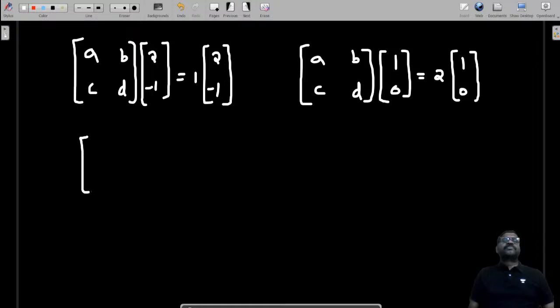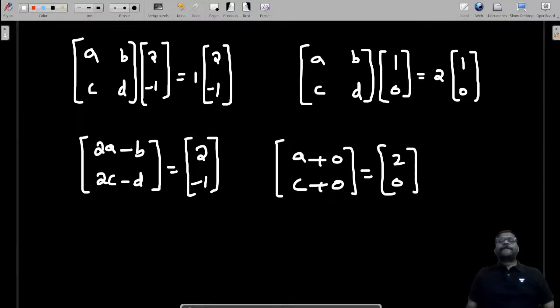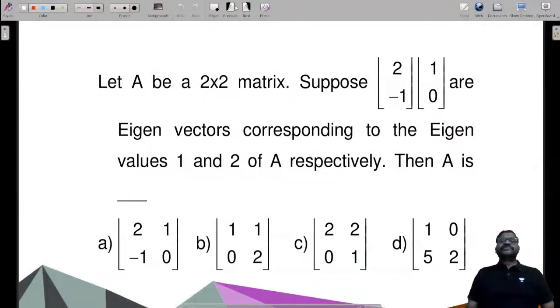Now 2a minus b, 2c minus d equal to 2, minus 1. a plus 0, c plus 0 equal to 2, 0. a equal to 2, c equal to 0. a equal to 2, c equal to 0 in which option? Third option.